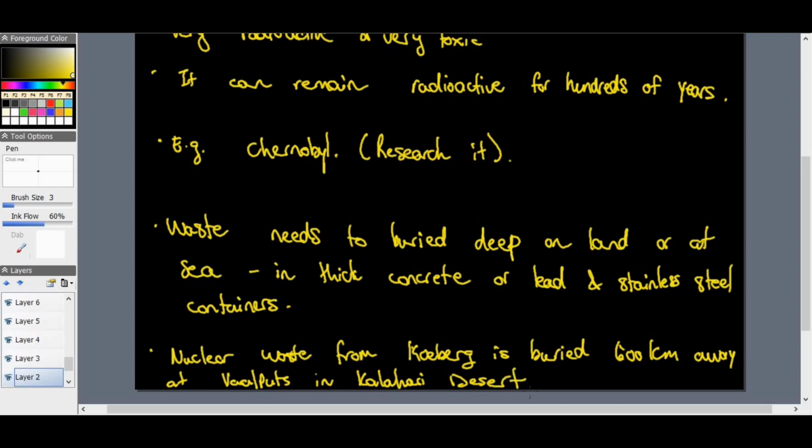Okay, in the Kalahari Desert, no people live there, because the Kalahari Desert, well, it's a desert, obviously. Certain parts of the desert would obviously be habitable, but a large part of the desert is a very dry area, and there are no inhabitants there. So it's buried 600 kilometers away at the pits in the Kalahari Desert, where there are no people. So no people can be affected by it. Everything's good, disposed of safely over there. Okay, so that's where our nuclear waste goes and is buried.